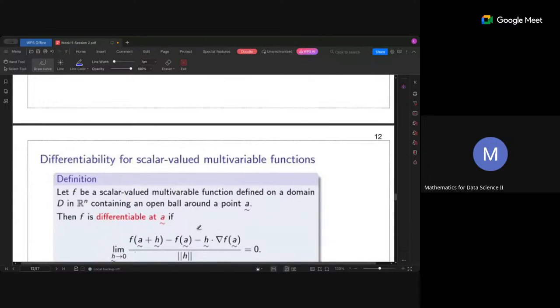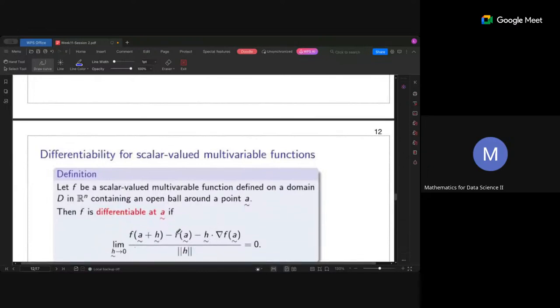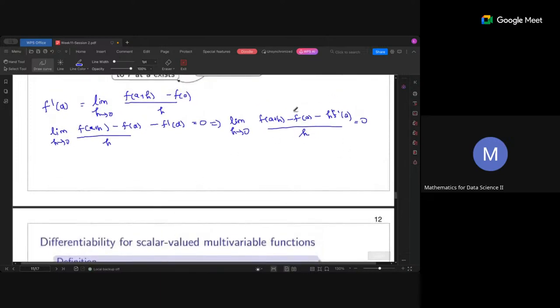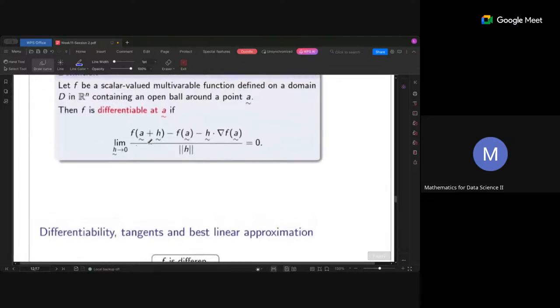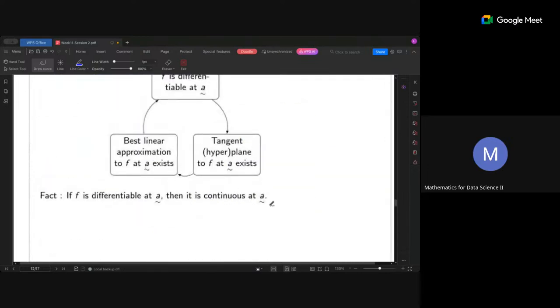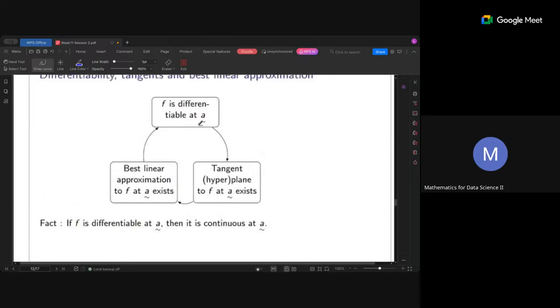So this equation, don't think it is some alien equation. It is something you can relate from the basic definition of differentiability. So this is exactly what f is differentiable at a means. This is much stronger than what you see for partial derivative or directional derivative. Now this guarantees you the continuity at a. If f is differentiable at a, then it is continuous at a, and you also have all these equalities.